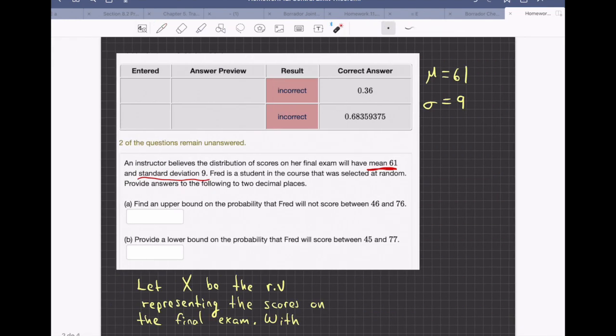And you can verify to see the answer, right? Yeah, I know we can do this because we're using Chebyshev's inequality. So this is what we have to do. But notice, I know it says Fred will not score between 46 and 76.